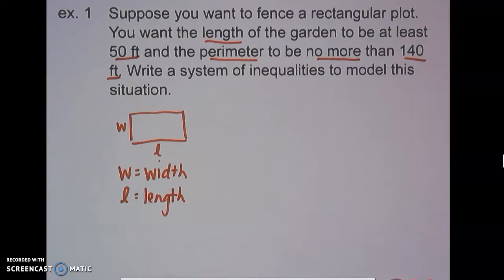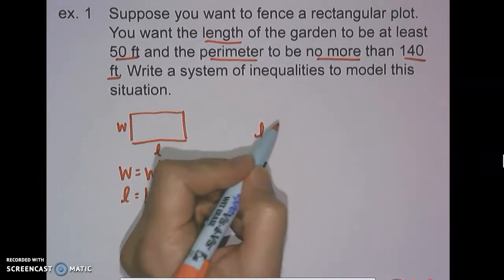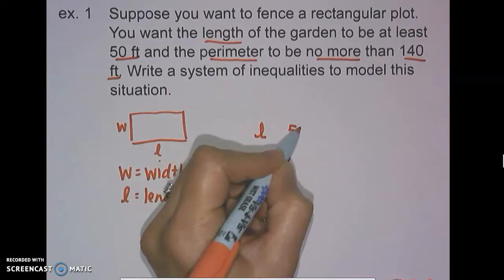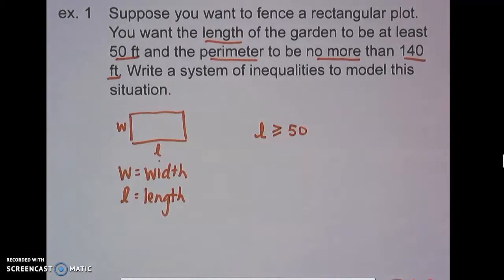It says that you want the length of the garden to be at least 50 feet. So the length is going to be L. We want to be at least 50 feet. So we want that to be greater than or equal to, because we can have exactly 50 feet or we can have more than 50 feet. Now, you can choose to use W and L. If you don't like using those things, you can use X and Y or whatever variables you want, okay?